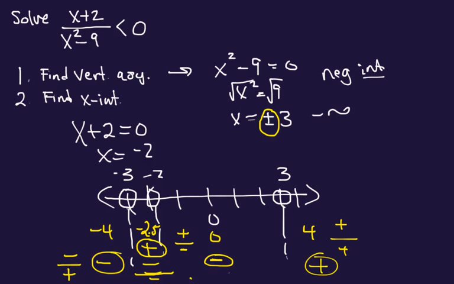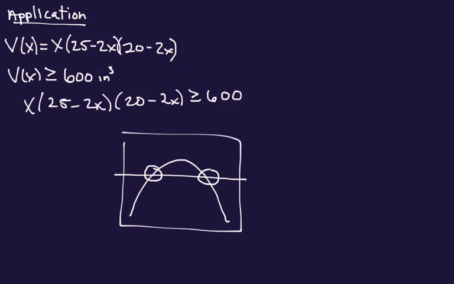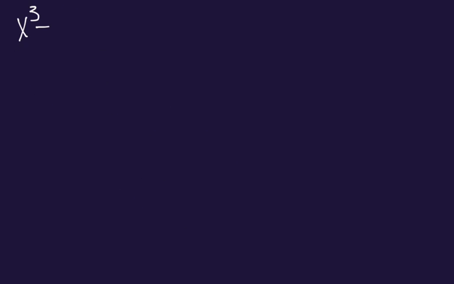Here's the results. -infinity to -3, and -2 to +3. All of that gets parentheses. Why not brackets? Because there's no equal to part here. Okay? Let's go on to the next question. Actually, we're going to skip that one. Let's do this one.